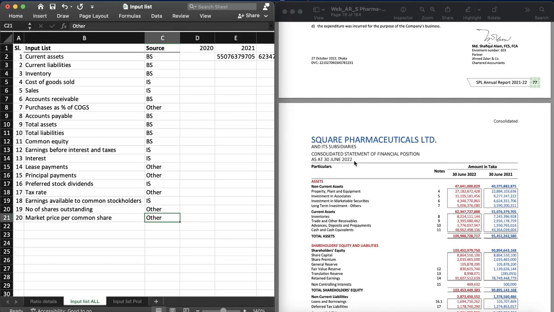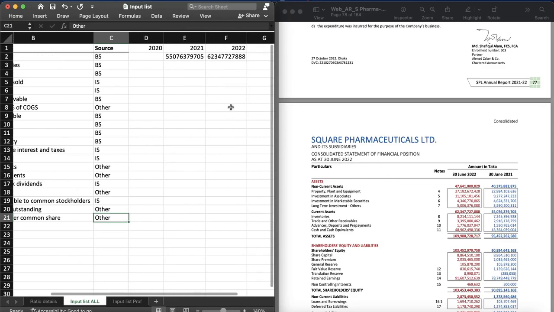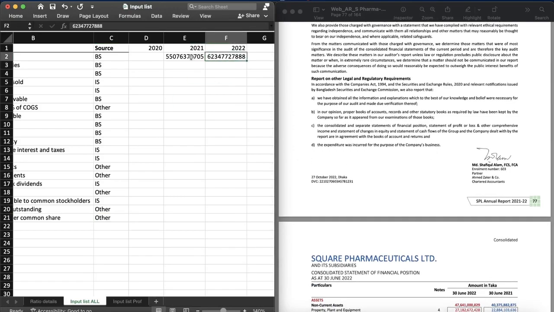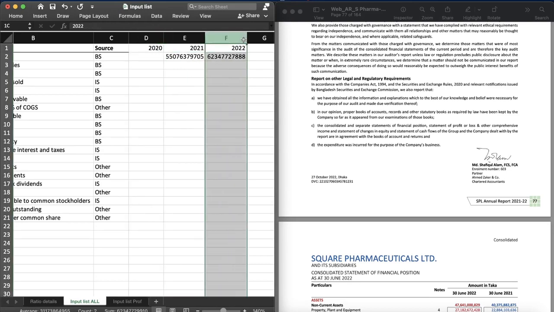So if you really want to calculate, for example, the market to book ratio or price earning ratio, you should take the share price of that date. That will give you a very good estimation of the ratio. What you will do is collect the information from the financial statement and type it in here like this one. And remember, type the information of the earliest year first, then the latest year, so that you can go to the right over time. Thank you very much.